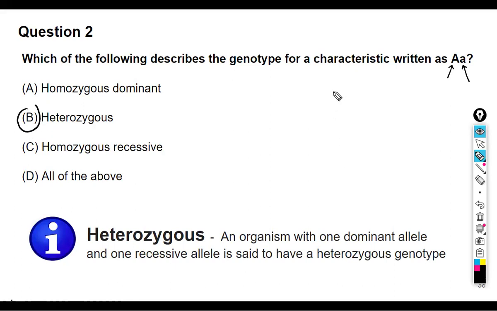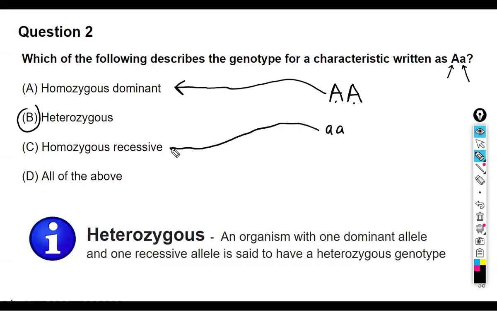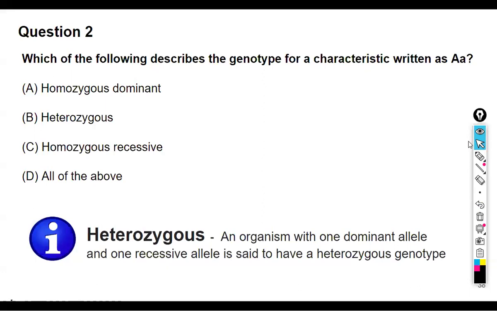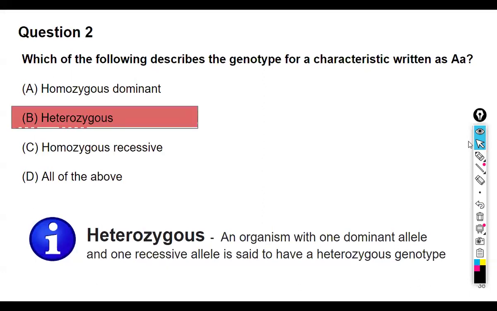If it was capital A and another capital A, and both of them were capital, then the answer would be homozygous dominant. And if it was lowercase a and lowercase a, because both of them are the same again, the answer in a case like that would be homozygous recessive. But the correct answer for this particular question is B. So let's move on to the next one. I highlighted the answer there.